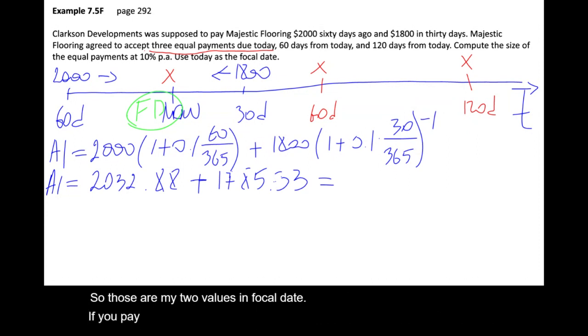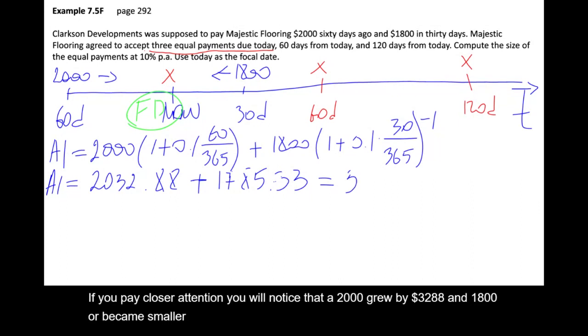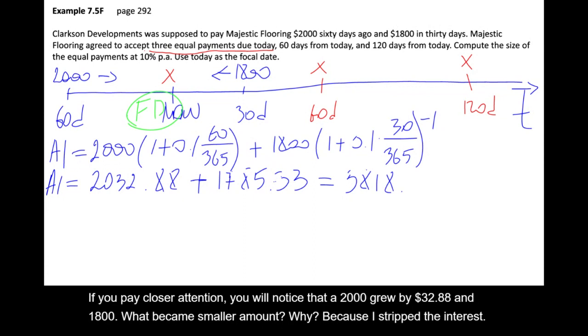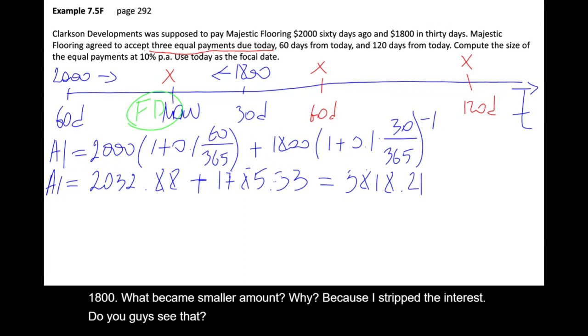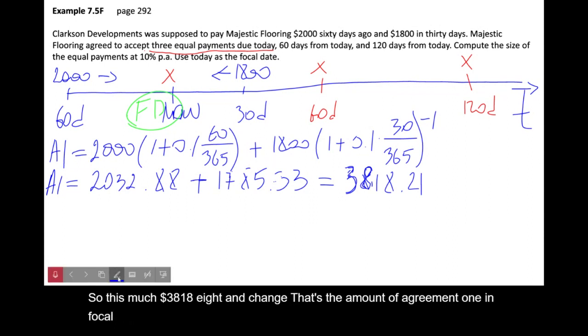If you pay closer attention, you will notice that 2000 grew by $32.88, and 1800 became a smaller amount. Why? Because I stripped the interest. Do you guys see that? Okay. So this much, $3,818 and change, that's the amount of agreement 1 in focal date.